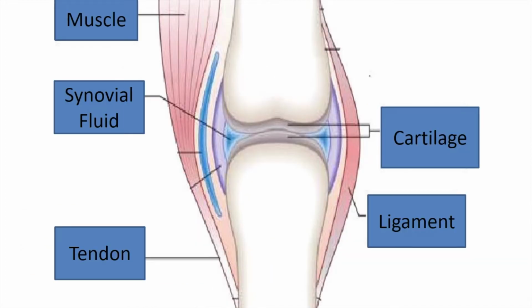What does a joint look like? So these are parts of a joint. So you've got the muscle, which is attached to the bone. You've got the synovial fluid, which is this bit here in blue. Then you've got the cartilage. The cartilage protects the ends of the bones to prevent them from rubbing together. And then you have ligaments.